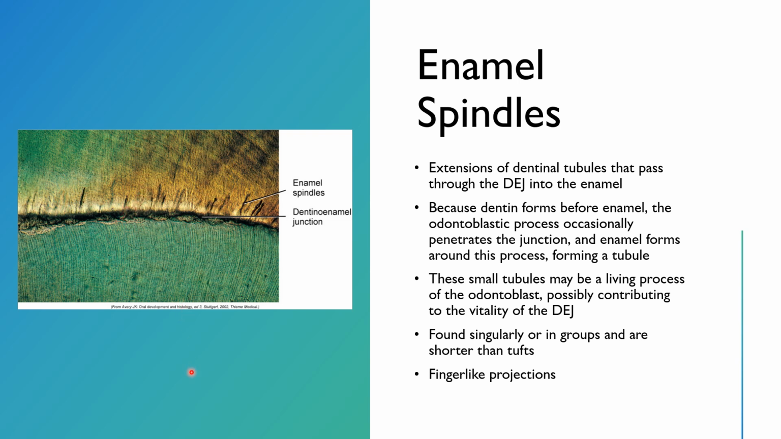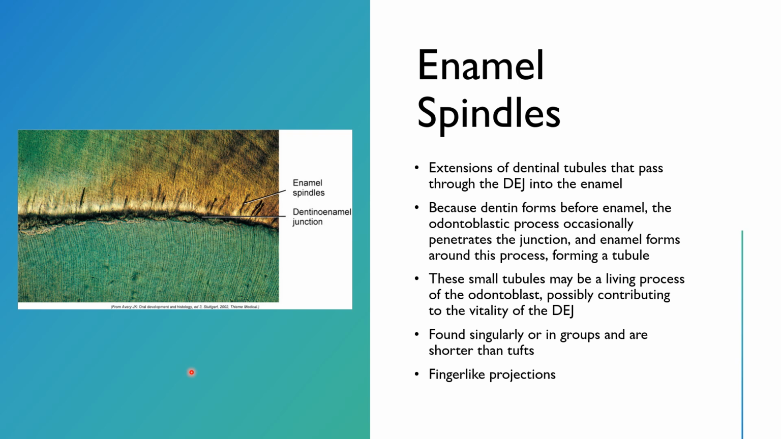So because dentin is actually forming before the enamel, the odontoblasts sometimes may penetrate that junction, and enamel can form around the process, which is then forming a tubule. So they actually think that these small tubules might be a living process of the odontoblasts and possibly contributes to the vitality of the dentino-enamel junction.